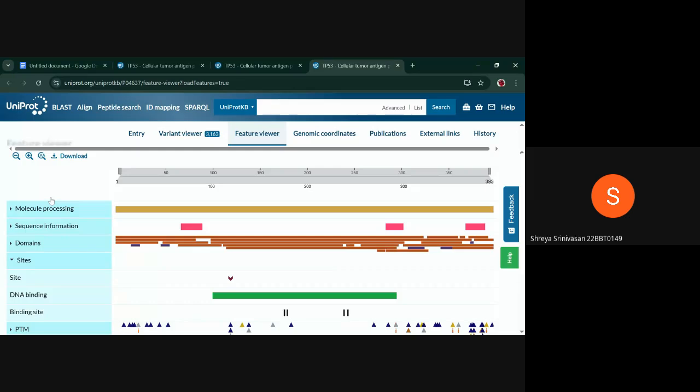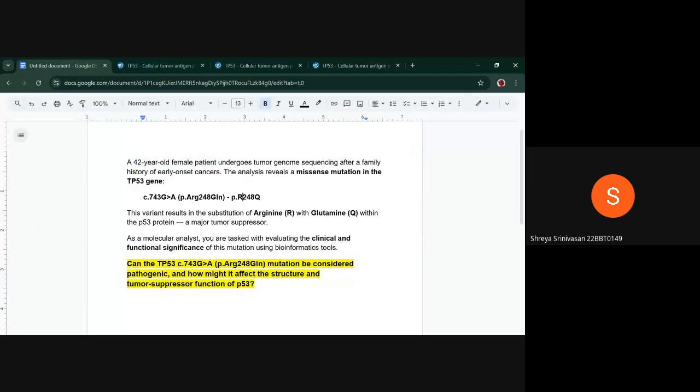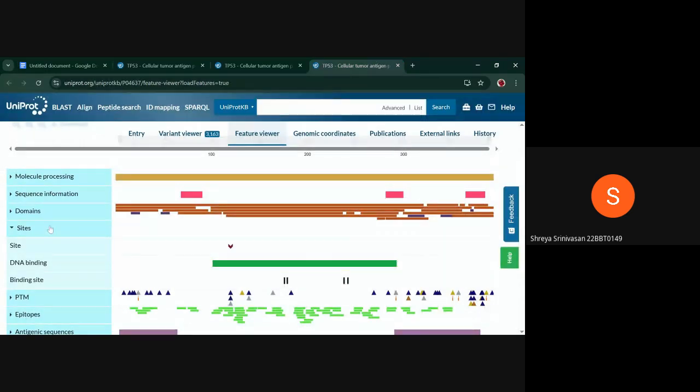Okay. So now we are going to assume the situation to be that there has been some mutation in the p53 protein, so that it is not able to bind to DNA anymore. If it cannot bind to DNA, then it will not be able to stop the replication and cell proliferation, right? So we will see if this particular mutation, that is the change from R to Q at position 248, lies within the DNA binding domain or not.